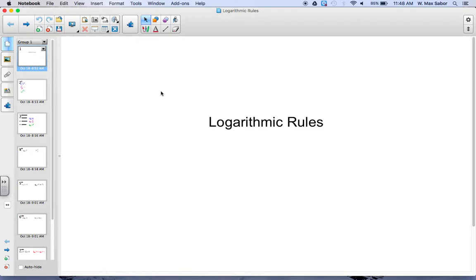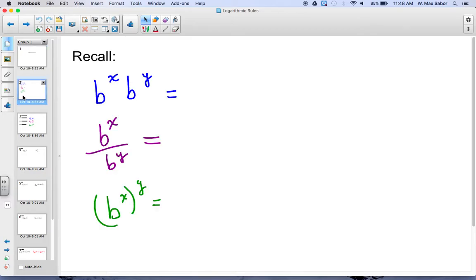Today we're going to look at logarithmic rules. There are three main rules that we're going to look at, and they're all derived from the exponent rules. We're not going to go into the proof. We can try to fit that in class at some point.